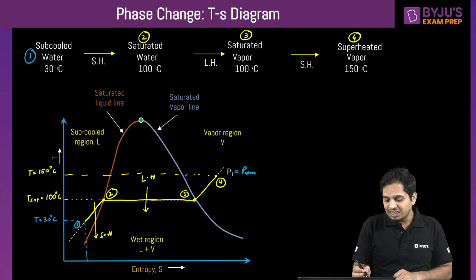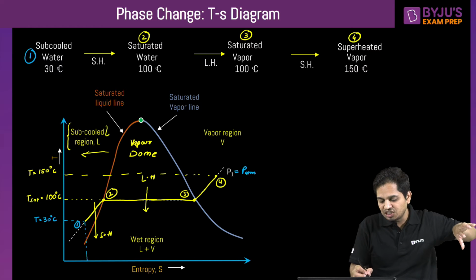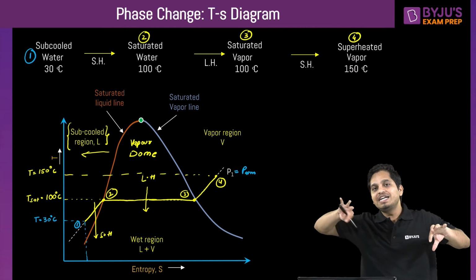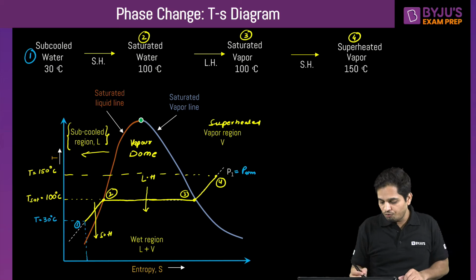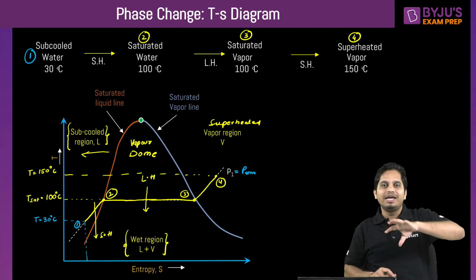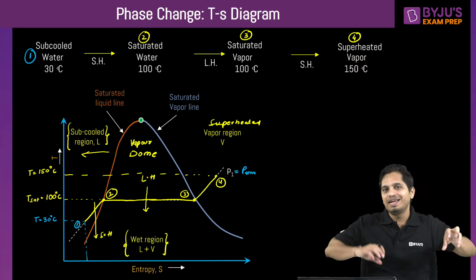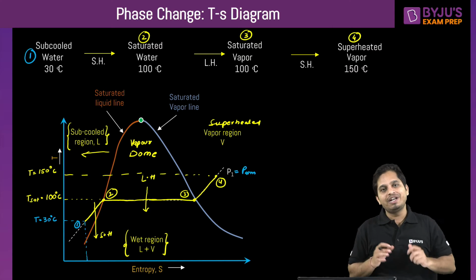Okay. And this is called the vapor dome. Left side of the vapor dome, we call it the subcooled region. Right side of the vapor dome, we call the superheated region. And in between, inside the vapor dome, we call it the wet region. So here, we have a mix of liquid and vapor. In the left side, we have just liquid. In the right side, we have just vapor. But in between, we have liquid and vapor. Okay, this can be shown on a TS diagram.